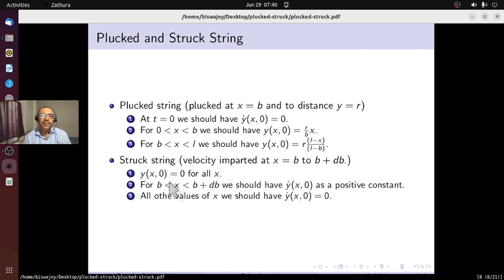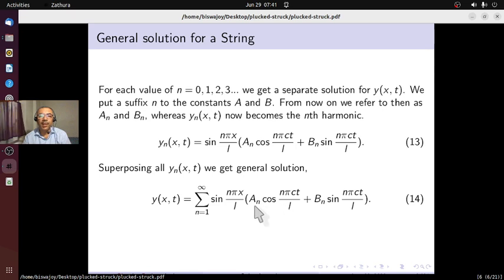For struck string, initially there is no displacement, but there is velocity between b and b plus db. So for b less than x less than b plus db, we should have the velocity as a positive constant. And for all other values of x, we should have velocity equal to 0. So using these boundary conditions, we can find out the constants an and bn for plucked string and struck string.